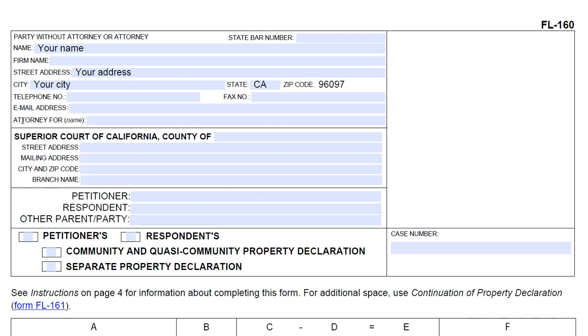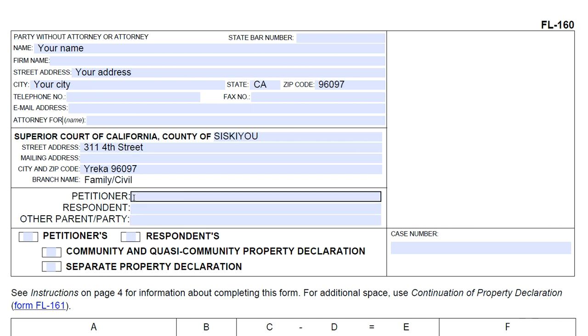Don't worry about this line that says attorney for. Again, if you have an attorney, he or she will fill this out and will take care of that. Otherwise, don't worry about it. You will have to put in the name and address of the court where you are filing. If you are filing this in Siskiyou County, which is where I am, you will type in Siskiyou. Our address is and the branch name is family/civil.